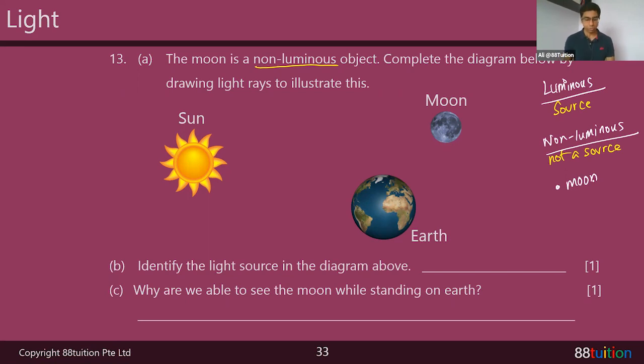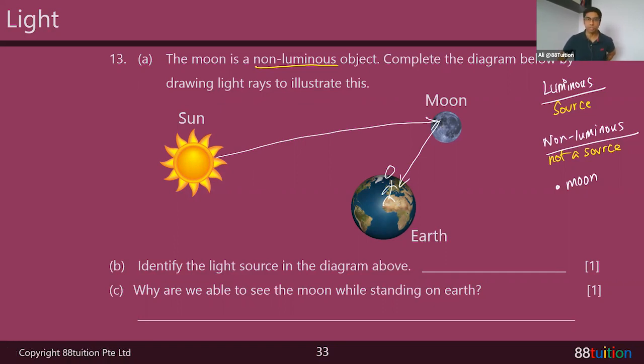Complete the ray diagram below by drawing light rays to illustrate this. Now, very easy. You've already seen this. This is where you are. Litasa, Estelle, Felix, Jie, Lasia, Pari, Kui Chiang, Joshua, all of you are standing on Earth. Can you see? And that's how you see the moon.